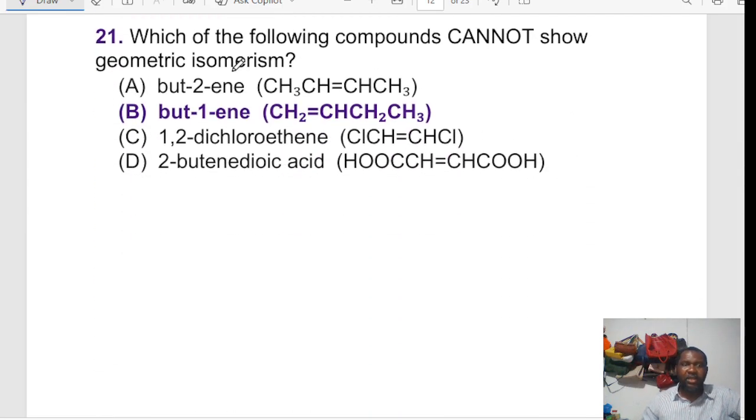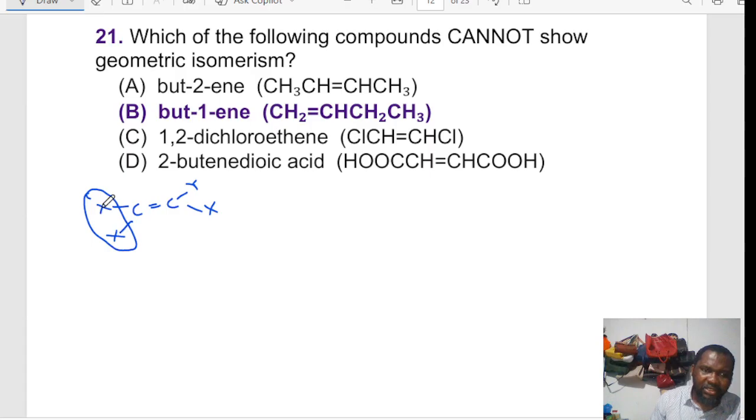Now the next one says, which of the following compounds cannot show geometric isomerism? I like this. This is very important for us to know. Now the following compounds cannot exhibit geometric isomerism. Anytime you have, let's say, carbon-carbon, and you have X here, you have X here, the same thing on one side, then it cannot. Even if you have different things here, as long as you have the same thing on one side like this on the same carbon, then it has failed the test of isomerism. I hope I am making sense. It has failed the test.